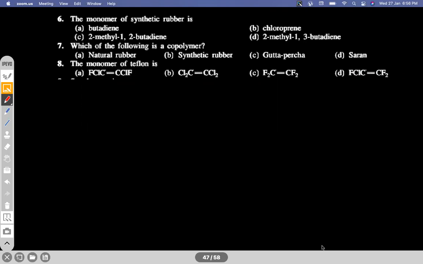The monomer of synthetic rubber, which we just discussed, is chloroprene. Seventh one. Yes, seventh one, the answer is what? Saran, just now I discussed here, you see.